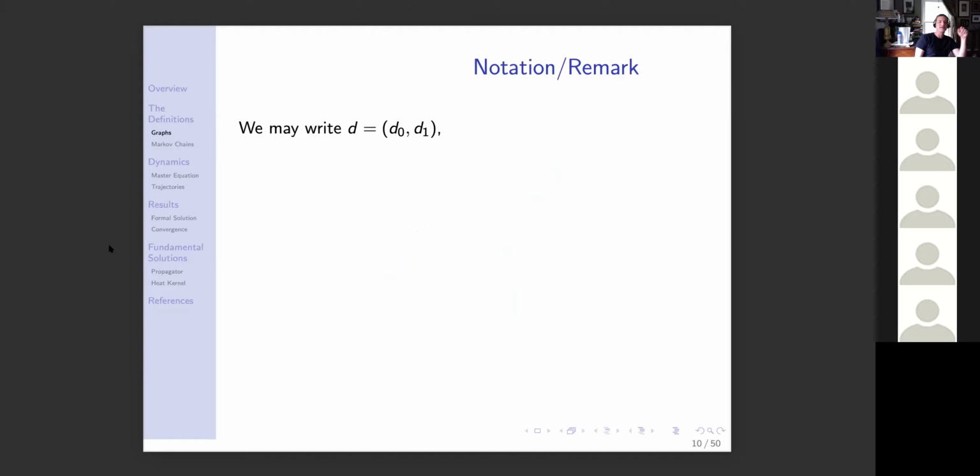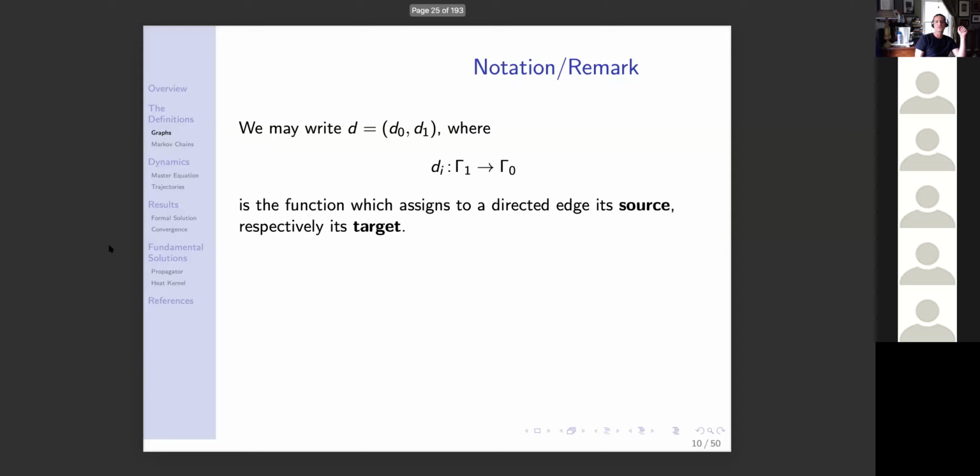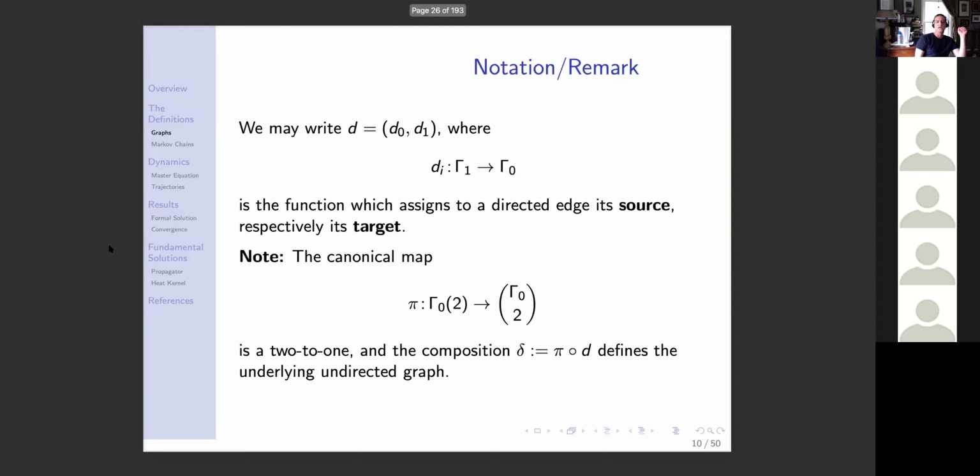So in the directed graph case, the attaching map can be written as a pair of functions going from the edges to the vertices. D0 assigns to a directed edge its initial vertex, its source. And likewise, D1 will be the function which assigns to a directed edge its target, the endpoint of the edge. And there's an obvious function from the set of ordered pairs to the set of unordered pairs, which is precisely 2 to 1.